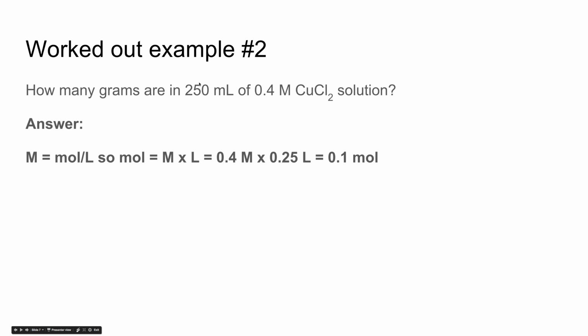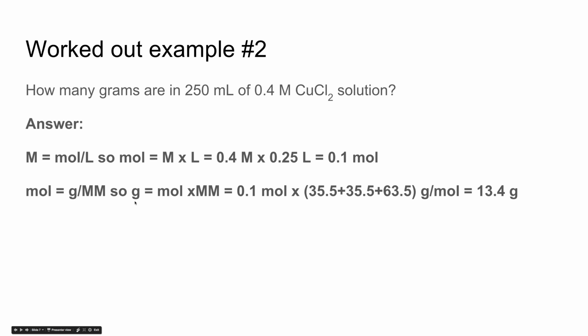So moles would be 0.25, because that's a quarter of a liter, 0.25 liters, multiplied by the 0.4, so 0.4 times 0.25 gets me 0.1 moles. If I could figure out the molar mass of copper chloride, I just take the mass of copper chloride times 0.1, and that'll get me my grams. So moles times molar mass, 0.1 moles times, I have 2 chlorines, each chlorine is about 35.5. The copper is about 63.5, so if I add up all those 3, multiplied by 0.1, I get 13.4 grams. Last one.